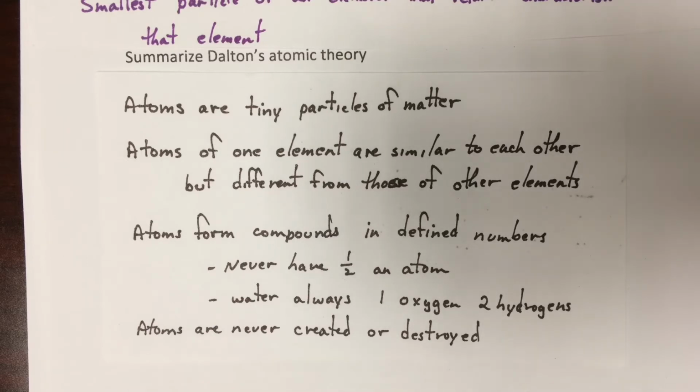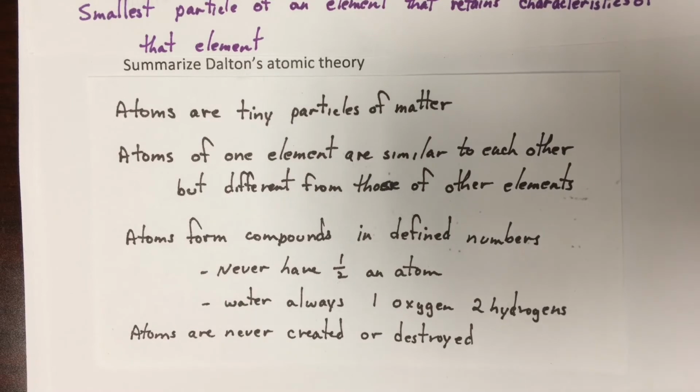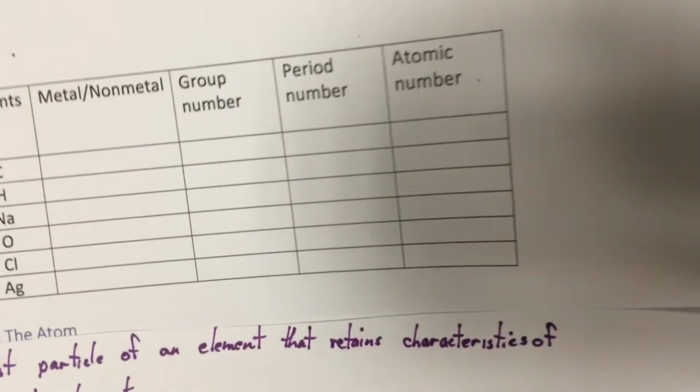Okay, the fourth thing is that atoms are never created or destroyed. So when we have a chemical reaction, the atoms that go into the reaction are found in the products of that reaction. They don't disappear or change in any substantive way. Not true in a nuclear reaction, but mostly we do chemical reactions. Okay.